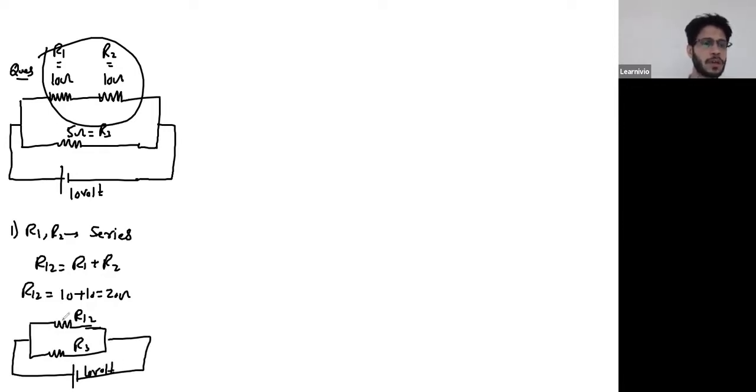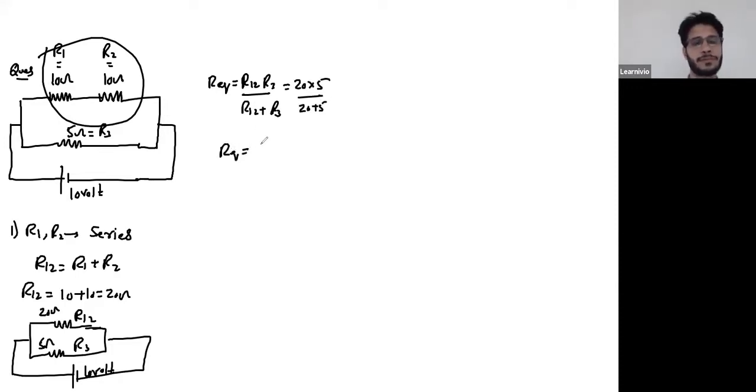So Jumena, what type of combination is this? Parallel. So what would be the R equivalent in this case? 20 into 5 by 20 plus 5. So 100 by 25. So that would be only 4, right? Yes. So this is R equivalent.